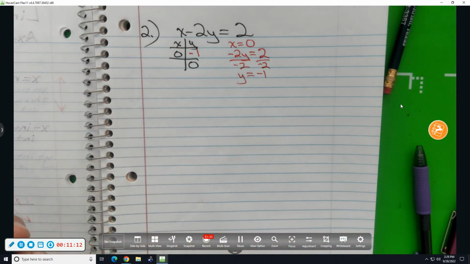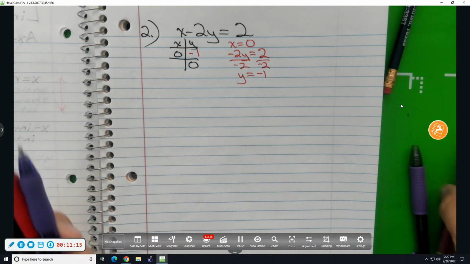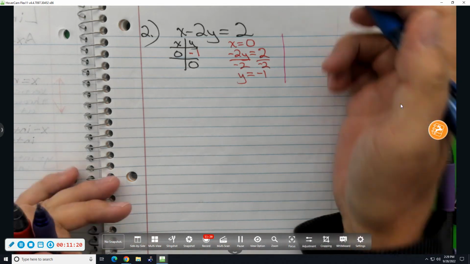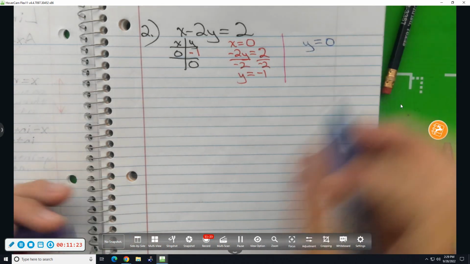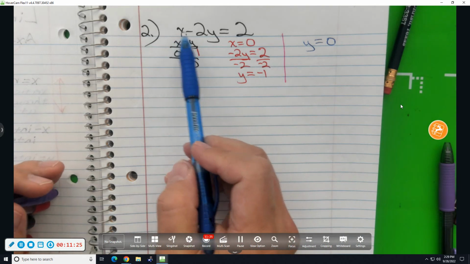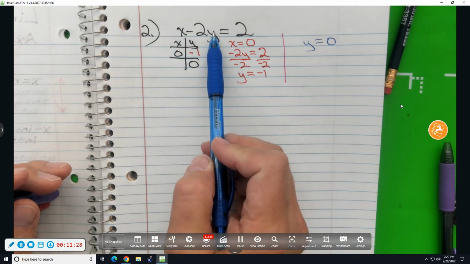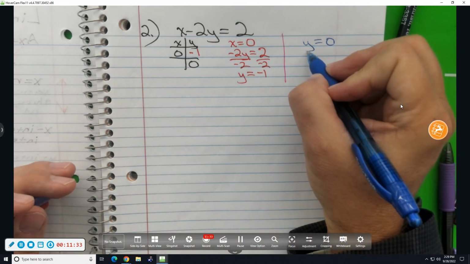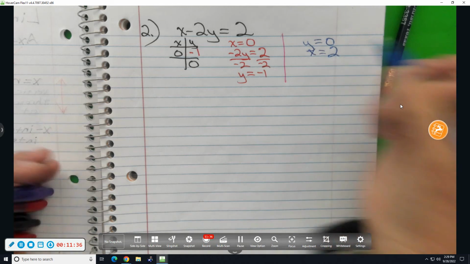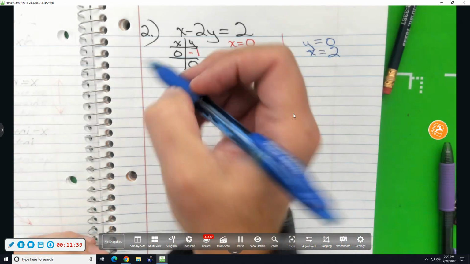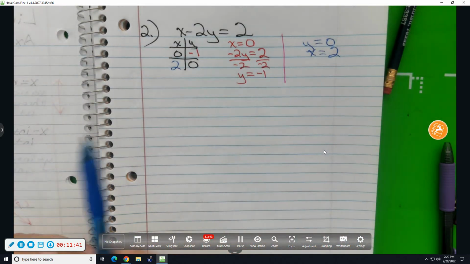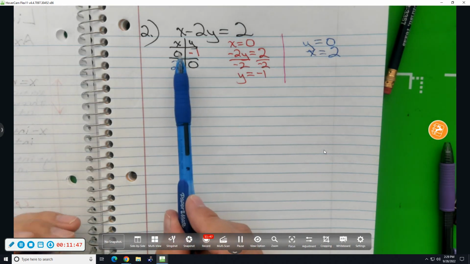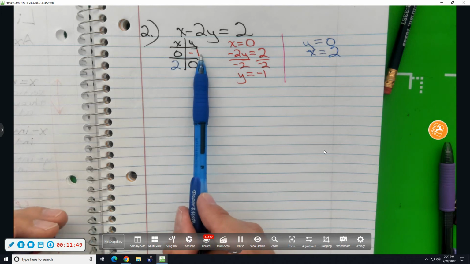Okay, now we'll plug in 0 for y. I think that's going to work out a little bit easier. Oh, it is. We have x minus 2 times 0, which is just 0. So all we get on the left side is x, and on the right, 2. It's already solved. So we have an X-intercept at the ordered pair 2, 0. We have a Y-intercept at the ordered pair 0, negative 1.